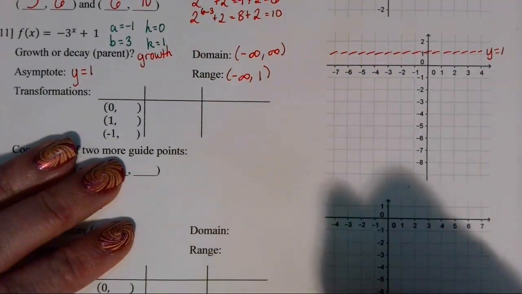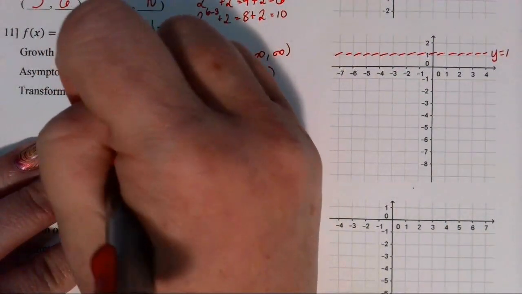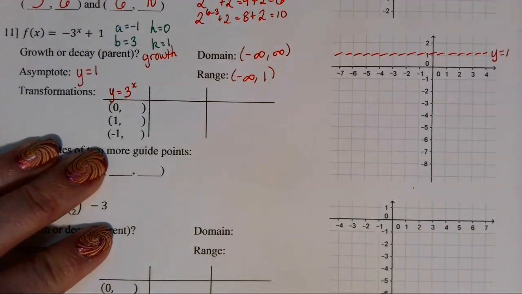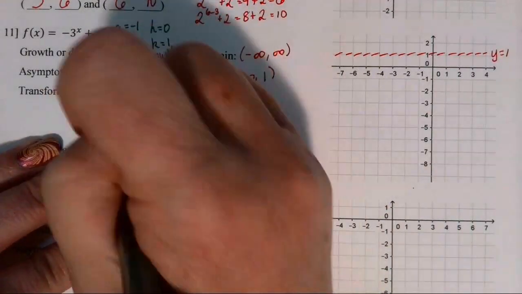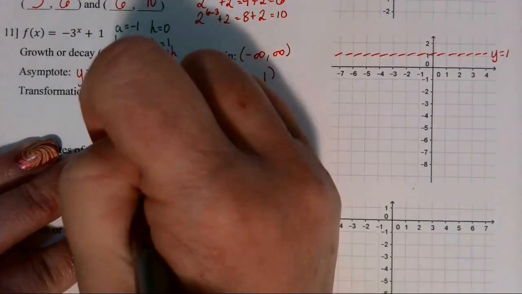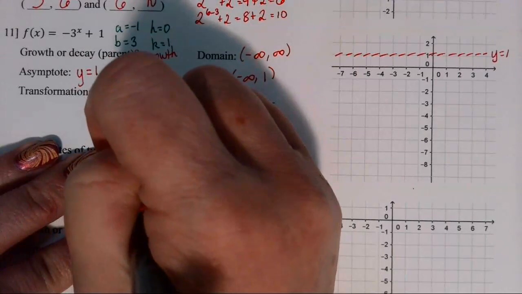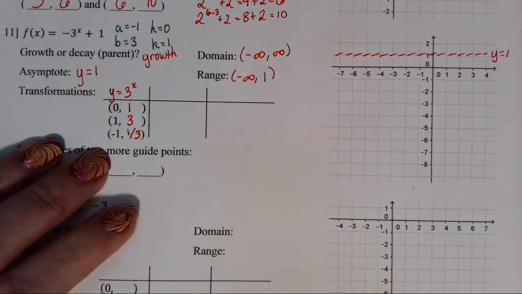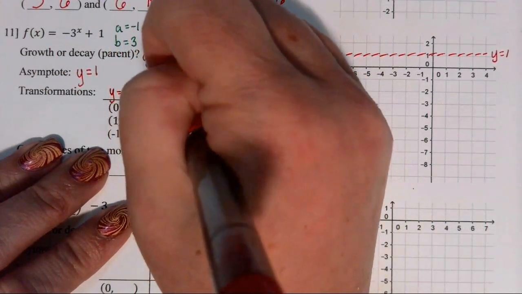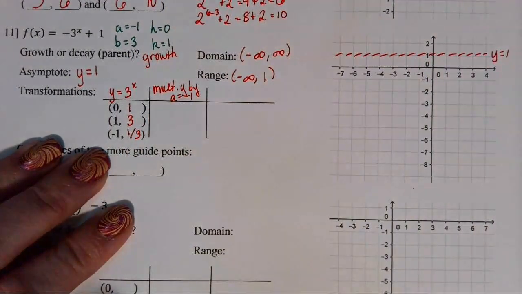Okay, transformations, we're going to start with the anchor points of the parent graph. And the parent graph was y equals 3 to the x. And the anchor points then are 0, 1, 1 comma b, which is a 3, and -1 reciprocal of b, which would be 1/3. Okay, then we're going to multiply the y values by a, which is -1.